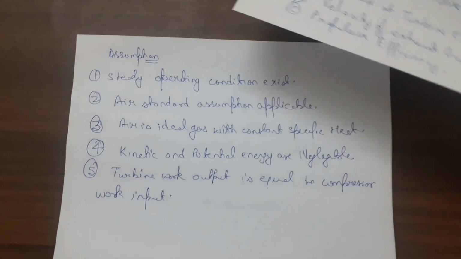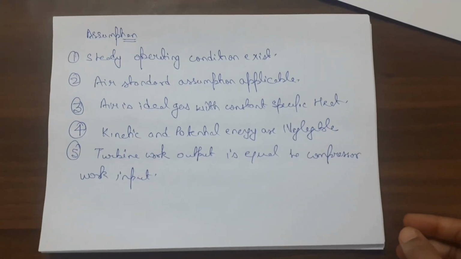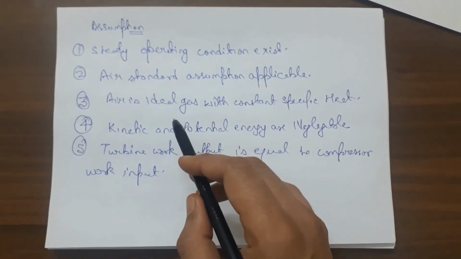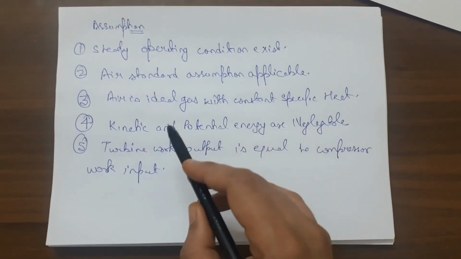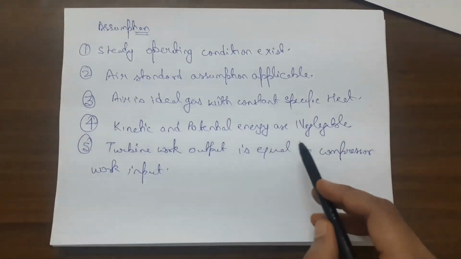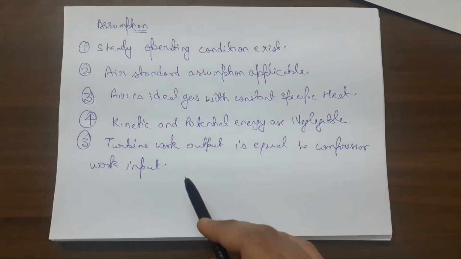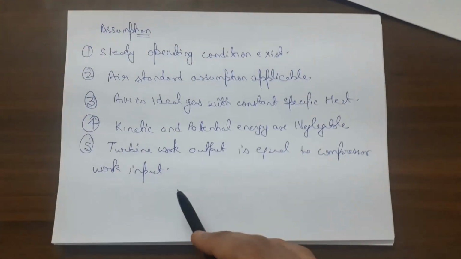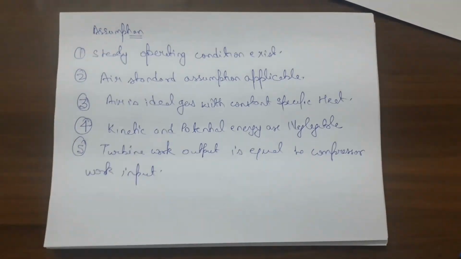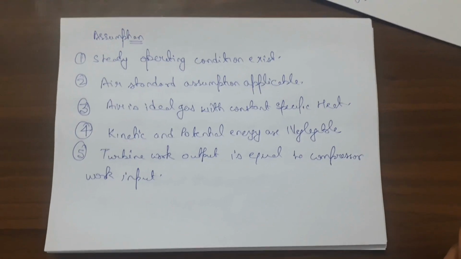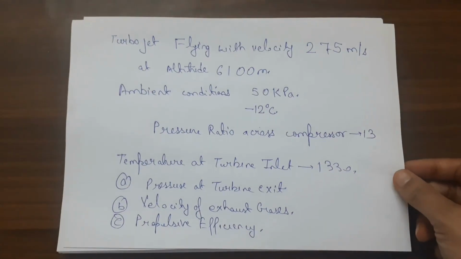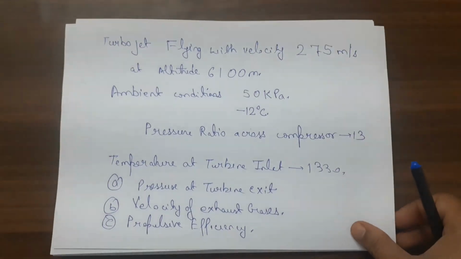Okay, so these are the assumptions which we have to keep in mind. There is a steady operating condition. Air standard assumption is applicable. Air is an ideal gas with constant specific heat. Kinetic and potential energy are negligible. Turbine work output is equal to the compressor work input. So these are the assumptions which we have to keep in mind while solving the question. Okay, and these were the values which are given to solve the question, and these are the things which are asked to determine.